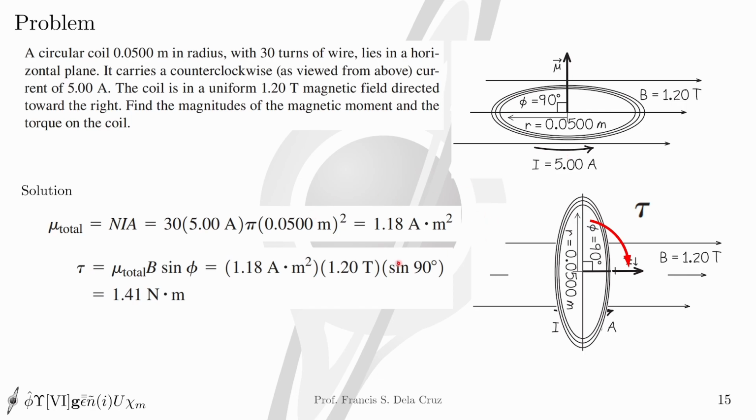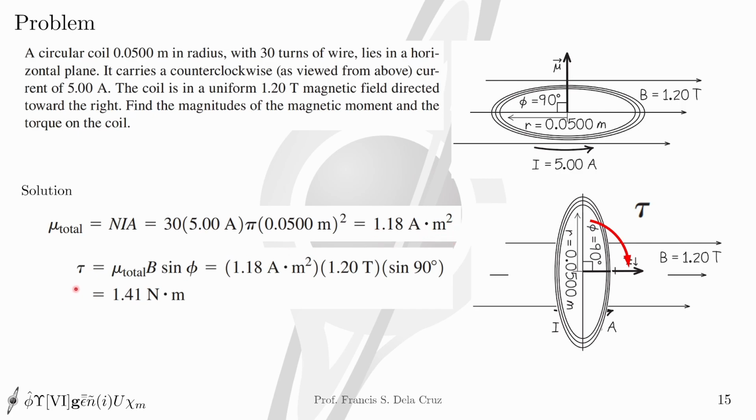For the magnetic moment, we know that the equation is NIA. So the number of turns times the current times the area that is enclosed by the coil. Okay. Take note that if you ask for the direction of the magnetic moment, that would be perpendicular to the bound surface. Okay. But for the magnitudes, it's just NIA. So 30 times 5 amperes times pi times the square of 0.05 meters, because that's the area of the circle. So the magnetic moment would be 1.18 ampere square meter.